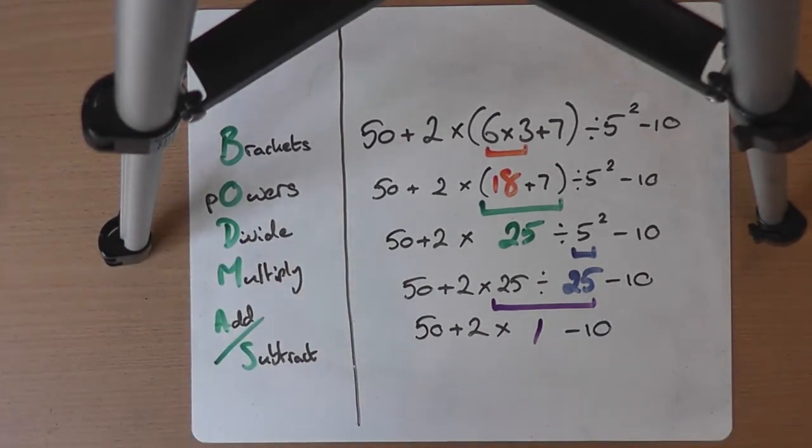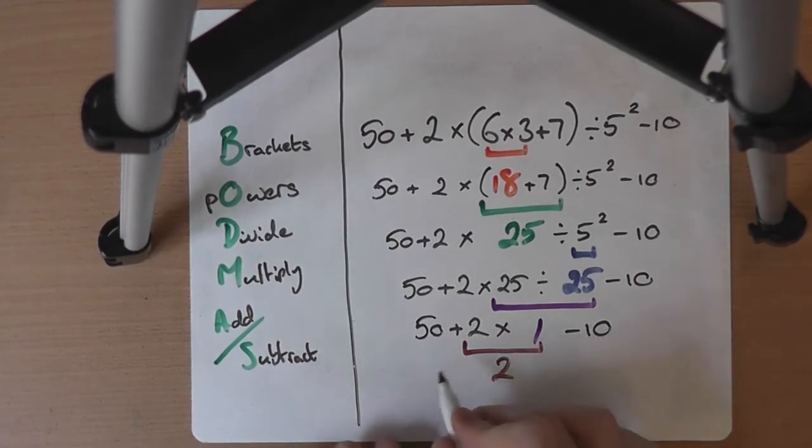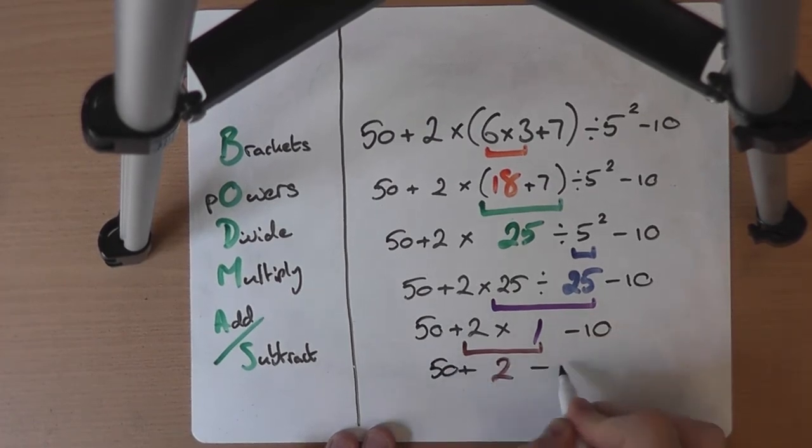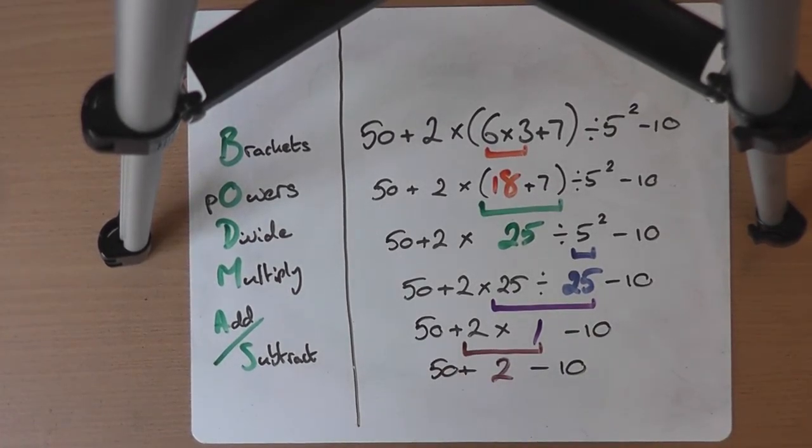Divides are done. Multiplies next. Well, there is a multiply here in this question. It is this, 2 times 1. The 2 in front and the 1 afterwards. And 2 times 1 is simply 2. The 50 plus in front is still there. And the minus 10 is still there afterwards.